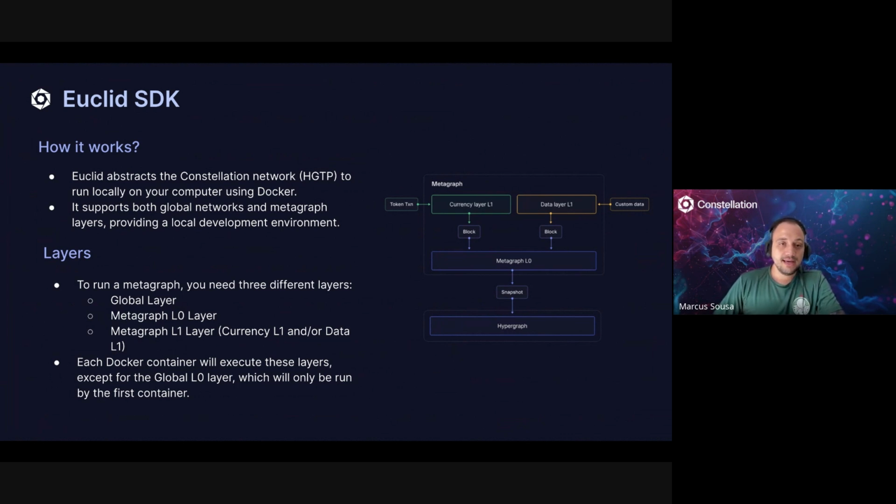So the Docker container that we will build on Euclid will execute all the layers that I've mentioned above, except the global L0 layer, which will run only on the first container, because we need, in the test scenario, only one global L0. And to save some resources, we prefer not to run 3 different global L0s in 3 different containers. That's the reason that we have it only on the first node in this scenario.